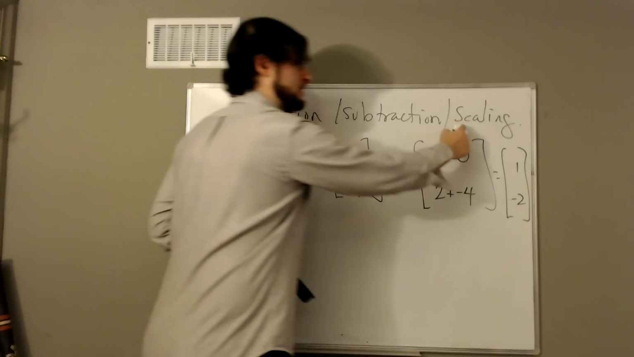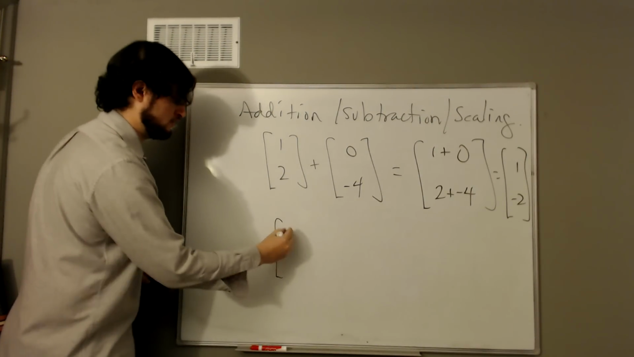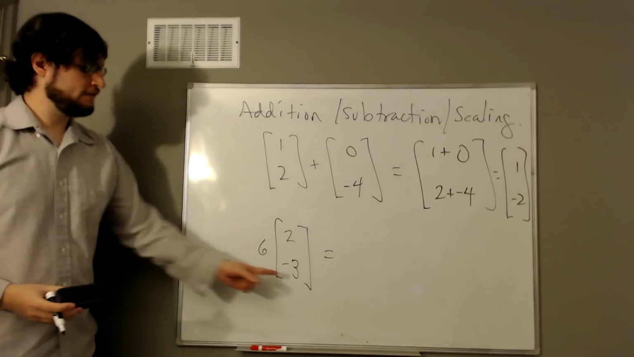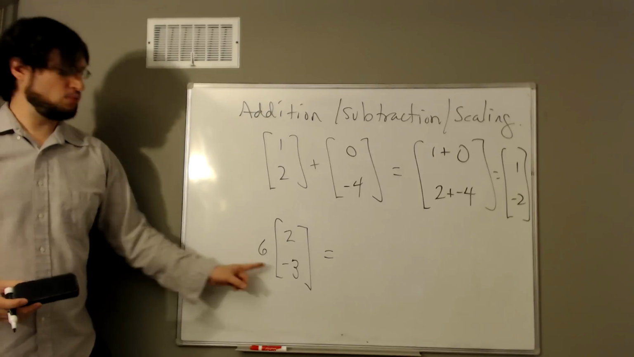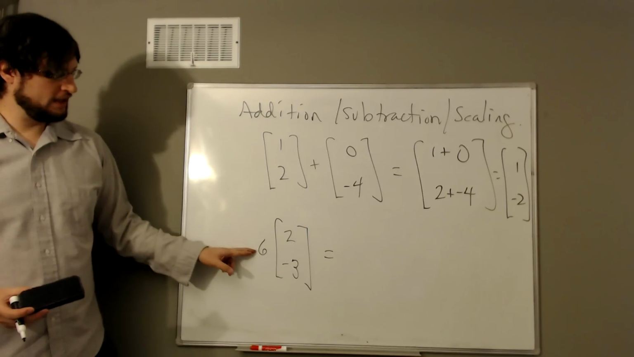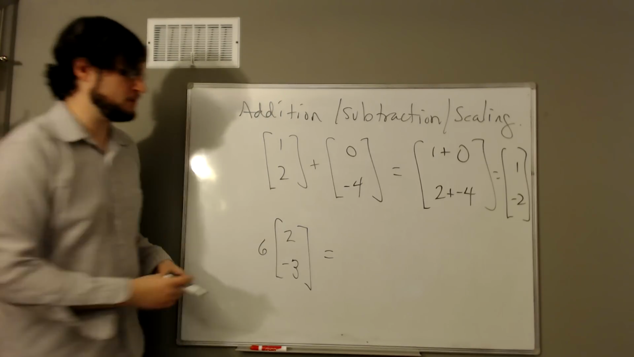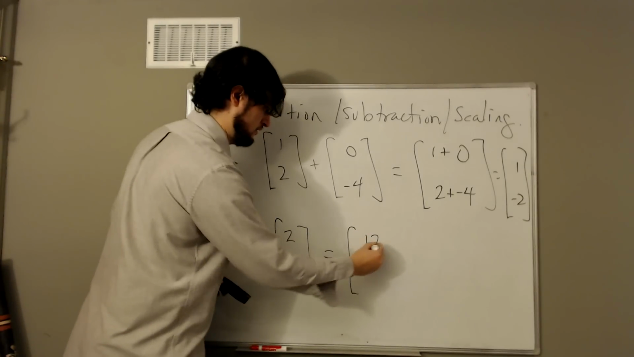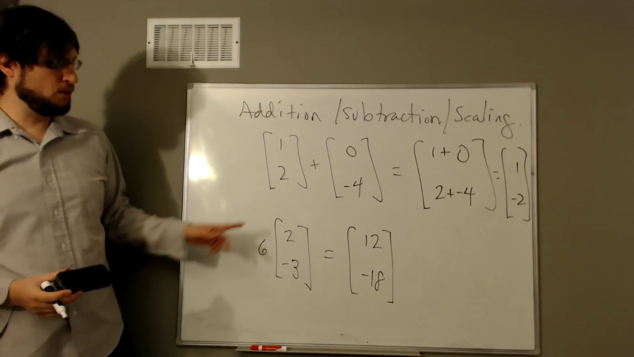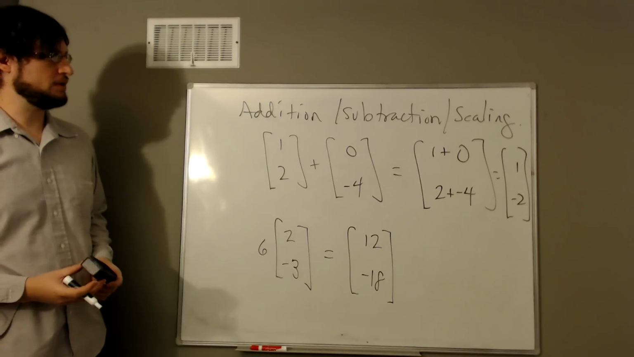When I say scaling, what I mean is something like this. I can take a vector and I can scale it. I can multiply it by a number. And when I mean scale, I'm just going to take this number and multiply it by both of the pieces. So I've made both of the components of the vector 6 times as large as they used to be.